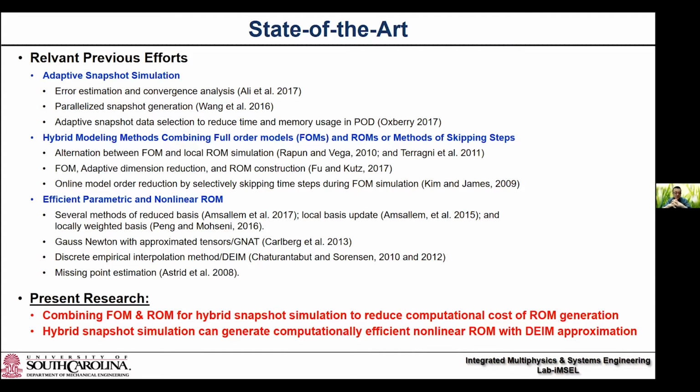However, to the best of our knowledge, a hybrid snapshot simulation method that combines the full order model and a reduced model to accelerate snapshot simulation has not been proposed. That's basically the motivation for our research. We want to use the hybrid snapshot simulation to reduce the computational cost associated with the ROM generation. And the second thing is that we haven't seen any approach that has demonstrated the hybrid snapshot simulation for DEIM ROM. So the second aim of this research is to investigate the feasibility of hybrid snapshot simulation to generate DEIM ROM. DEIM means discrete empirical interpolation method. That's the purpose of this research.